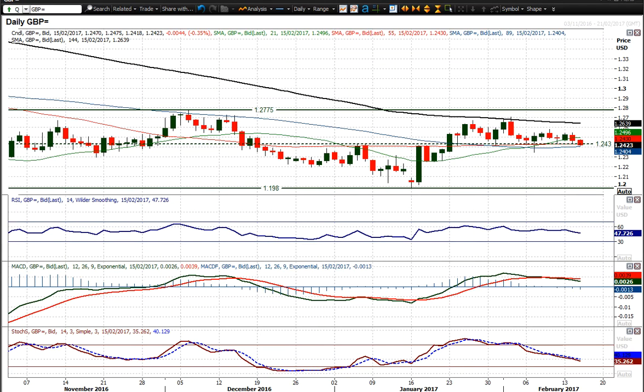Now let's look at cable. Cable is under pressure. Well, I say negative inflation, I mean inflation missed expectations yesterday, and now we've seen the average weekly earnings miss expectations for UK today. You add Yellen into the mix, and that just generally adds up to weakness on cable, pulling cable lower.